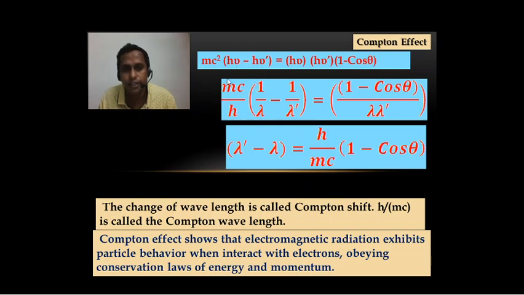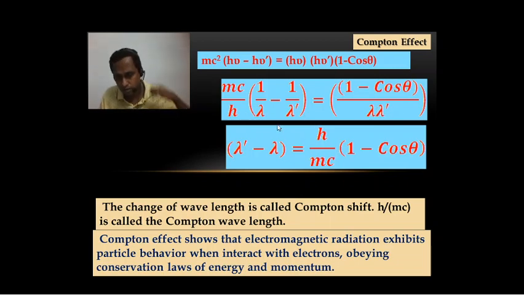So that what we get is mc. Here one h can be taken outside. Here there is 2h or h square. So one h gets cancelled from this h and this h, and there is one h that goes here. So mc by h into 1 by lambda minus 1 by lambda prime is equal to 1 minus cos theta divided by lambda prime. Then this h goes to this place and mc goes to this place. So what we get is 1 by lambda minus 1 by lambda prime is equal to h by mc into 1 minus cos theta divided by lambda prime.